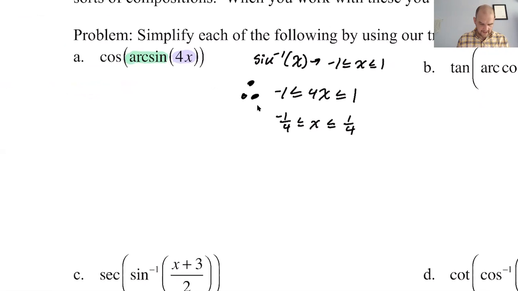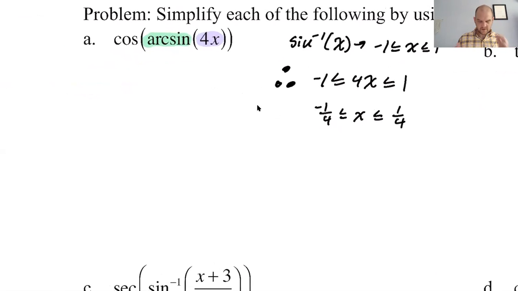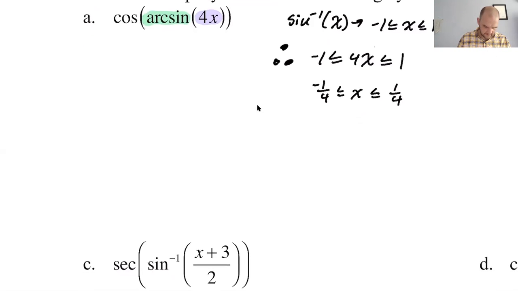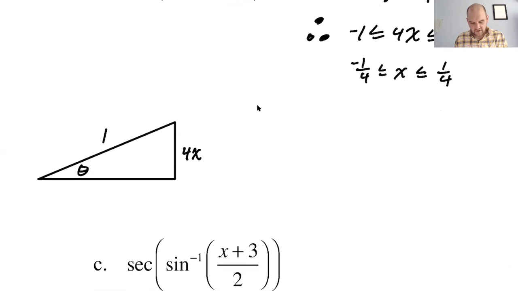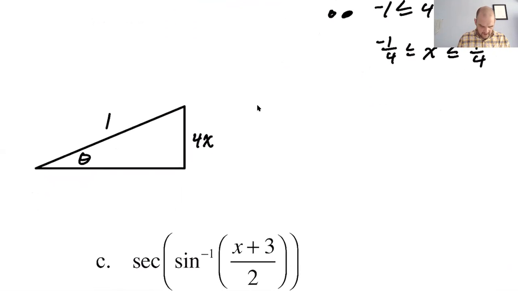So the problem is I need the cosine of the arcsine of 4x. If it was the cosine of the arcsine of 3/7, I would be drawing a triangle, and opposite would be 3, and hypotenuse would be 7. Here, I'm going to draw a triangle. It's just that in this case, let's call it theta, the sine of theta is 4x. So opposite is 4x and hypotenuse is 1, which is simple. That's all you can really do there. It's not a big deal.